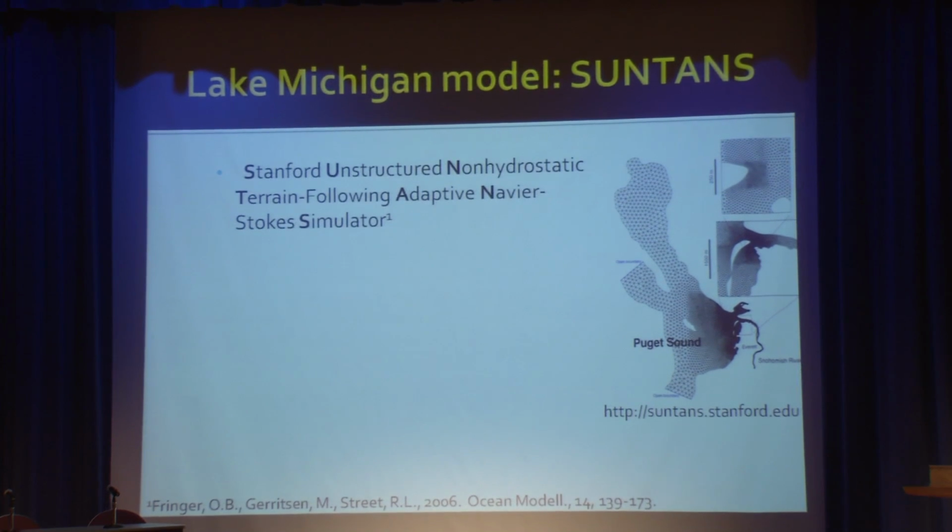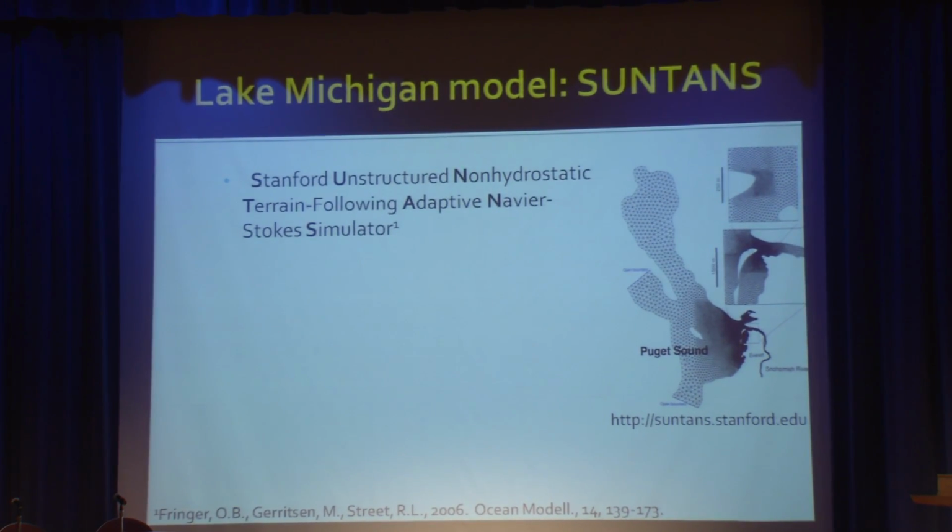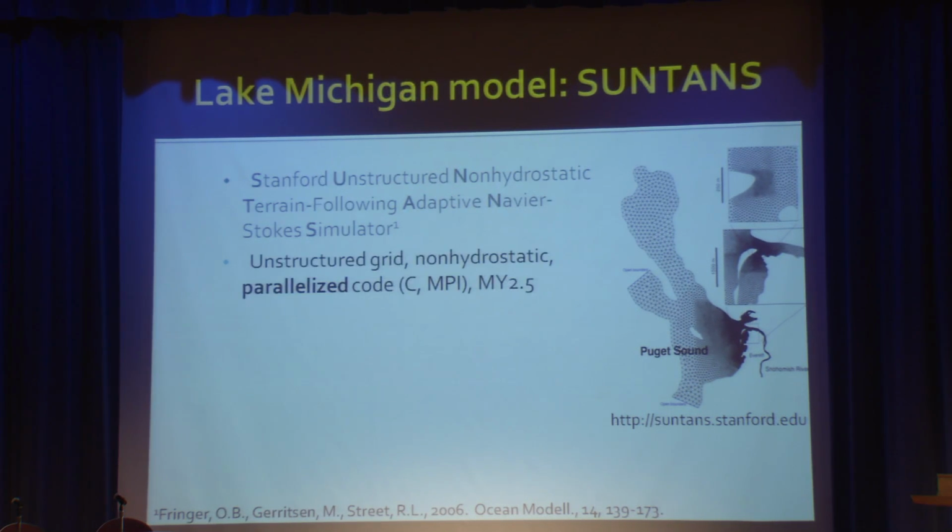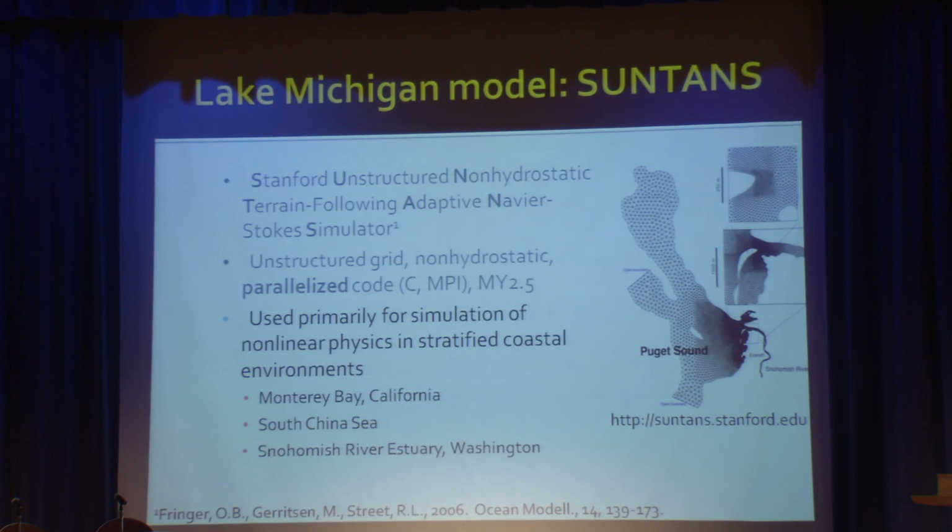Okay, so the model that I use for Lake Michigan is called SUNTANS. And I like to say it's a very sophisticated model with a very unsophisticated acronym. It's a Stanford Unstructured Nonhydrostatic Terrain-following Adaptive Navier-Stokes Simulator. The full acronym is there. I won't bother reading it. It's used extensively for simulating coastal flows and oceanic flows, and the Great Lakes you can think of as inland seas. The physics of the Great Lakes are fairly similar to the coastal ocean, so you need a fairly robust model that can represent all the nonlinear processes.